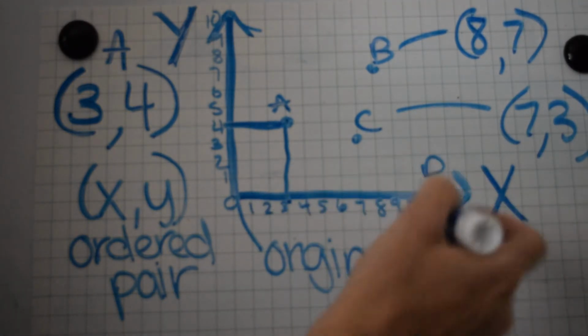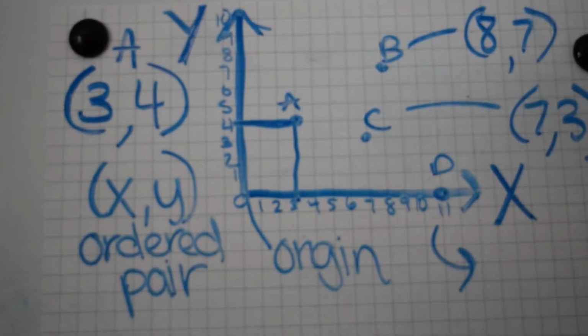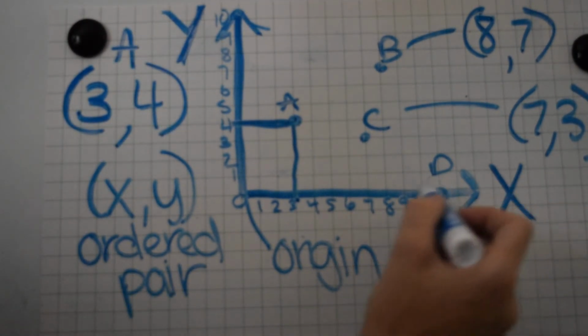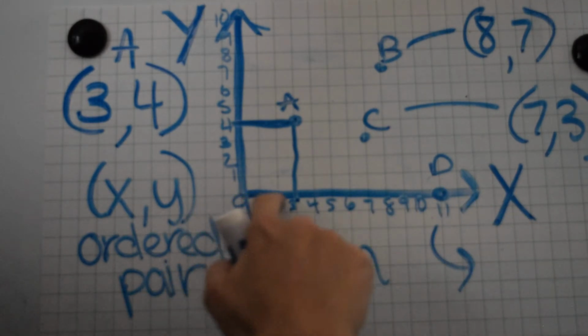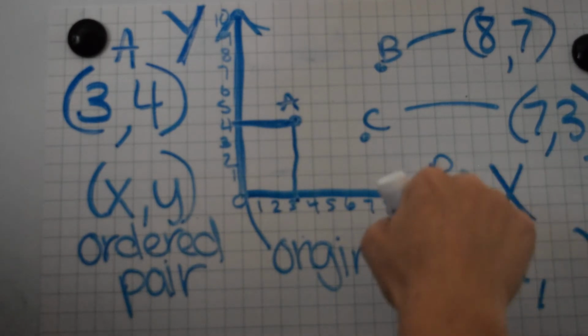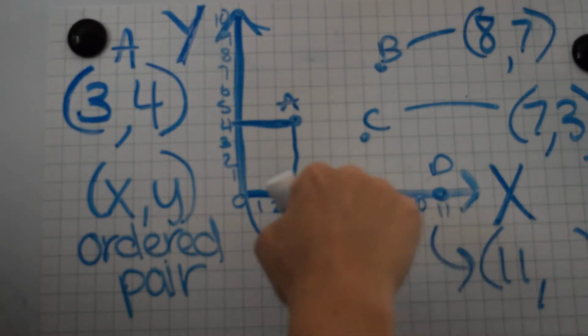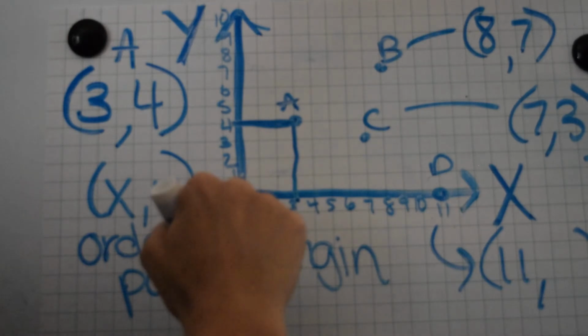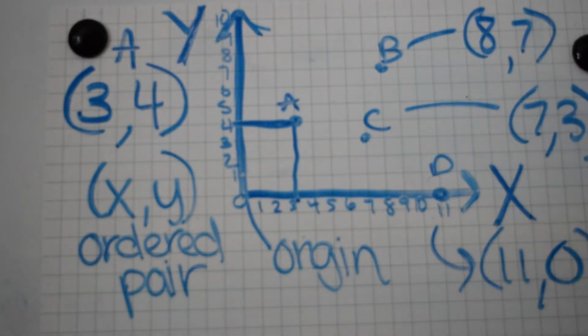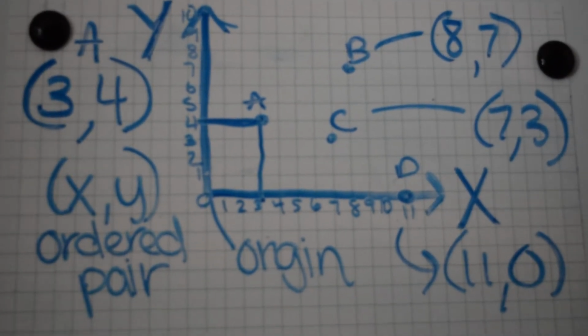Last but not least is point D, and I'm glad I did this example because I want you to understand that it still has a point, it still has an ordered pair even though it's right on the line. Well, where is it sitting on the line for X? It's sitting on point 11, and then what would be Y? Well, Y would be 0 because it's right on the line. So my ordered pair for point D would be (11, 0).